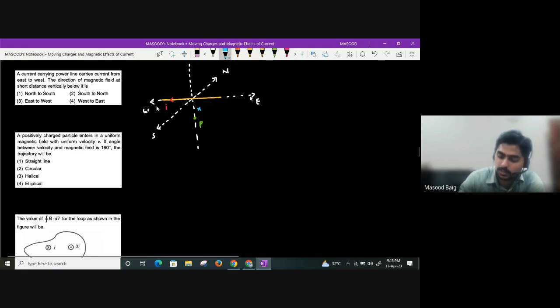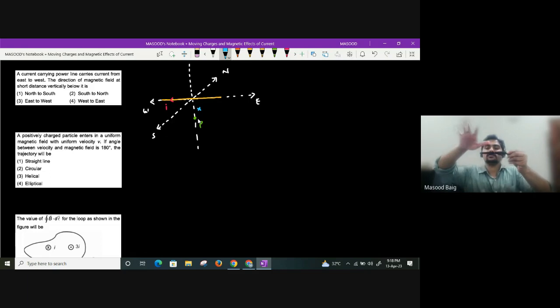So you assume that it is a long wire. Current is along negative x direction. Point is along negative y direction. So what will I do? Again, very simple logic. In the direction of current, place the thumb. Point is below, guys. Tangent to the curl of the fingers, where is it pointing? Outward or not? So it is directing towards the south.